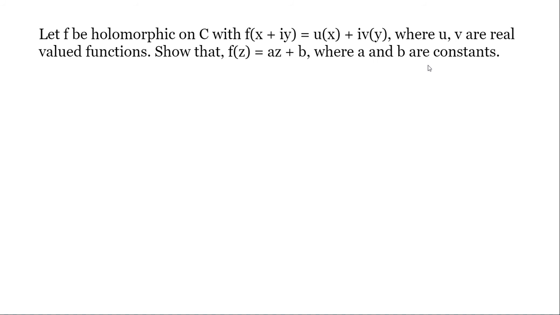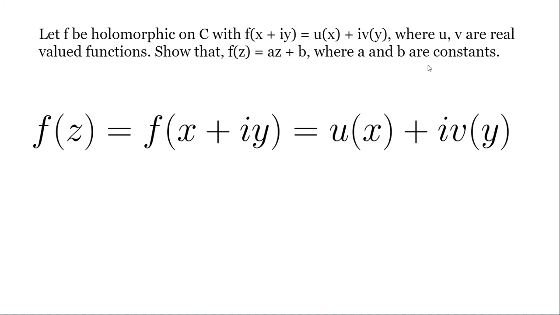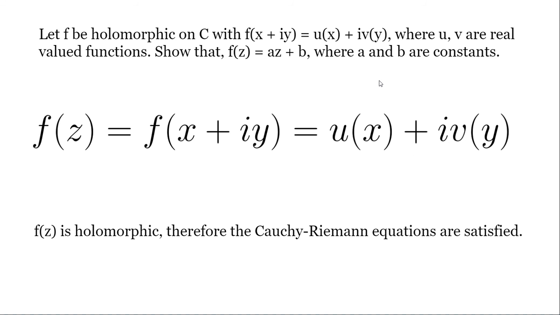So from here let's review what information we know. We know that f(z) is some complex valued function, f(x + iy), which takes the form u(x) + iv(y), where u(x) is only a function of x and v(y) is only a function of y. And we also know that f(z) is holomorphic on the entire complex plane. Therefore, we know that the Cauchy-Riemann equations are satisfied on the entire complex plane.